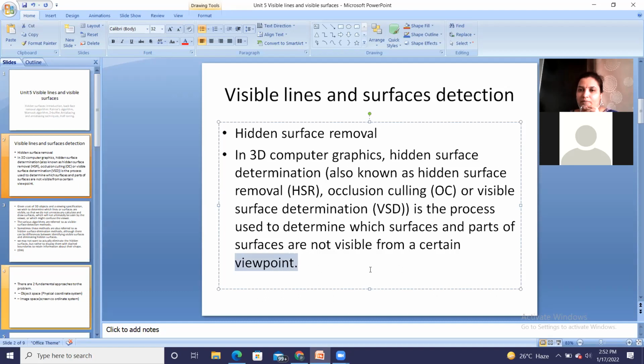So this is very important, because we have seen that with respect to the viewer, or the angle or the direction of the viewer, the portion which is visible and which is hidden changes. From one direction we think that this portion is visible, and if I am viewing from the opposite direction, then that portion becomes hidden. So the detection of visible lines or hidden portion removal is totally dependent upon the viewpoint.